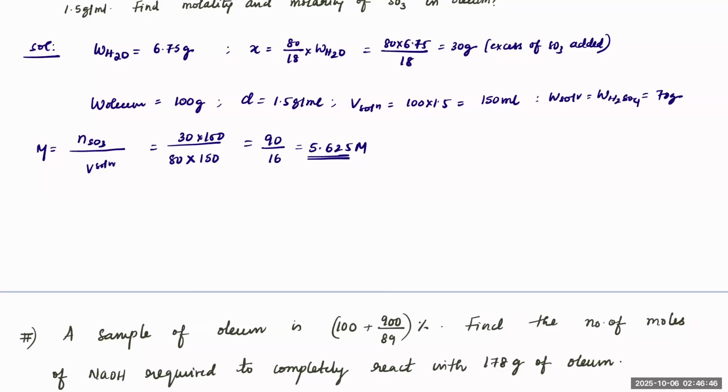Sir, yes, beta. Sir, is volume 100 by 1.5 or 100 into 1.5? Sorry, 100 by 1.5. मैंने उल्टा लिख दिया. So 100 by 1.5, so this 1.5 will come up. Okay. Based on the same calculations, 100 by 1.5 into 1000. Okay.